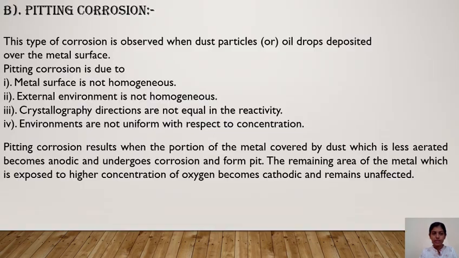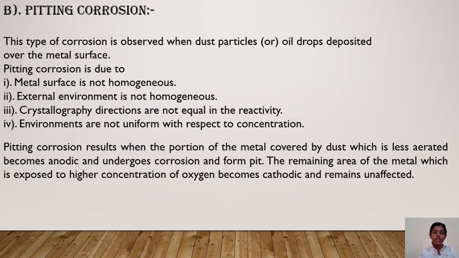Pitting corrosion. This type of corrosion is observed when dust particles or oil drops are deposited over the metal surface. Pitting corrosion is due to the metal surface not being homogeneous. The external environment is not homogeneous. Crystallographic directions are not equal in reactivity. Environments are not uniform with respect to concentration.